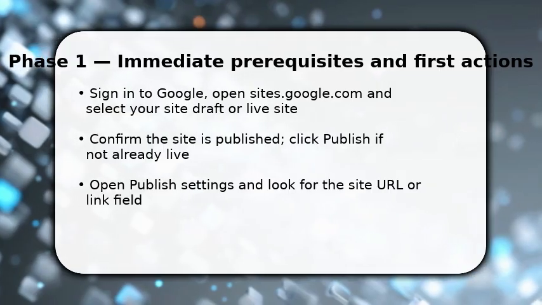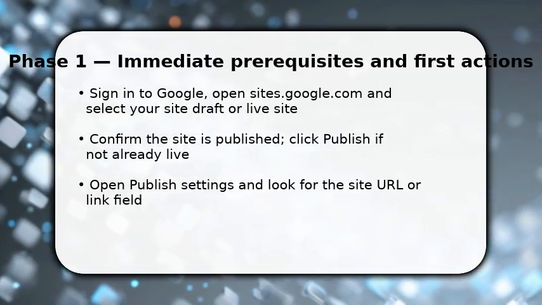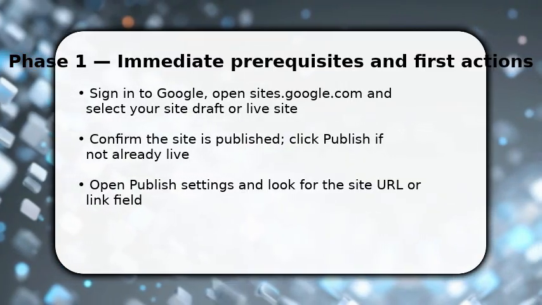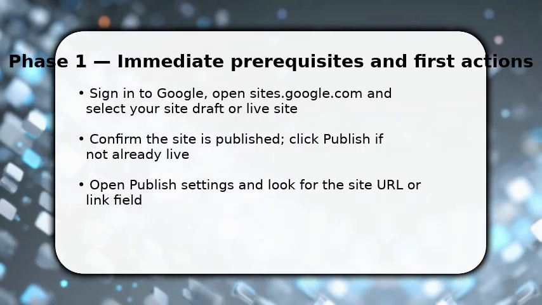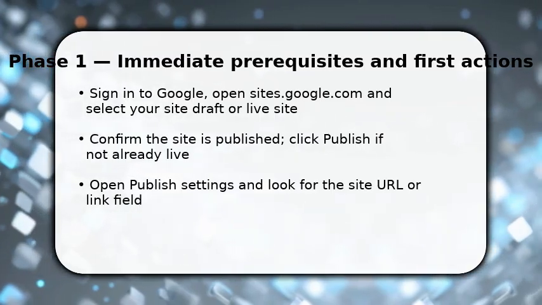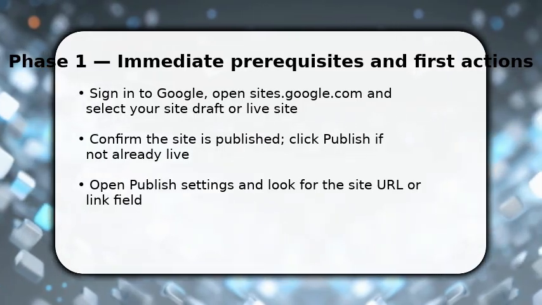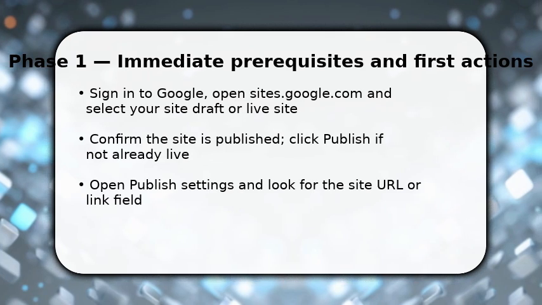After publishing, open the Publish Settings pane and locate the site URL. This is the link you'll distribute. Make sure you recognize the exact domain and site name so you don't copy a preview or draft address. Don't stop here. Copying the URL too soon can give you a preview link instead of the public address.